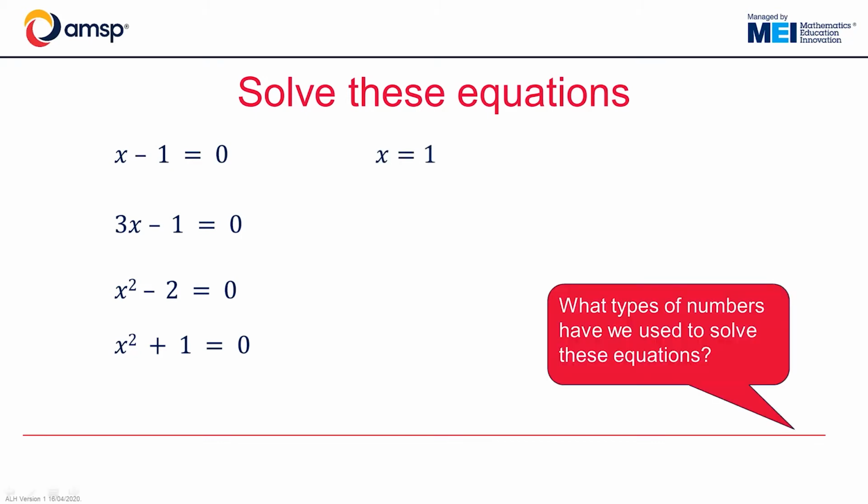You may have said either natural numbers or integers for the first one, then fractions or rational numbers. The third one requires us to venture into irrational numbers, so that now we have the set of real numbers. What about the last one? You may have said that it was impossible, or that you needed imaginary or complex numbers to solve it.